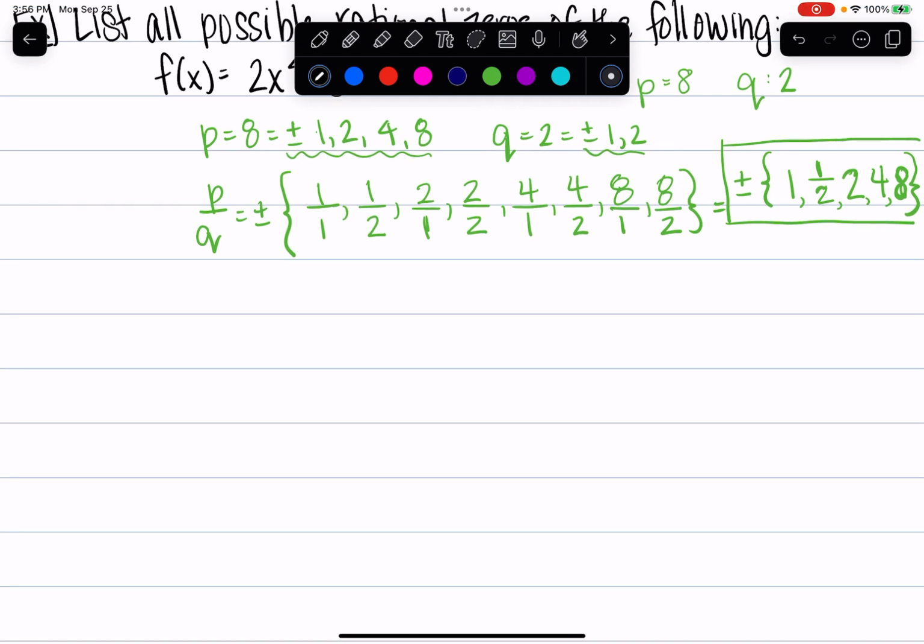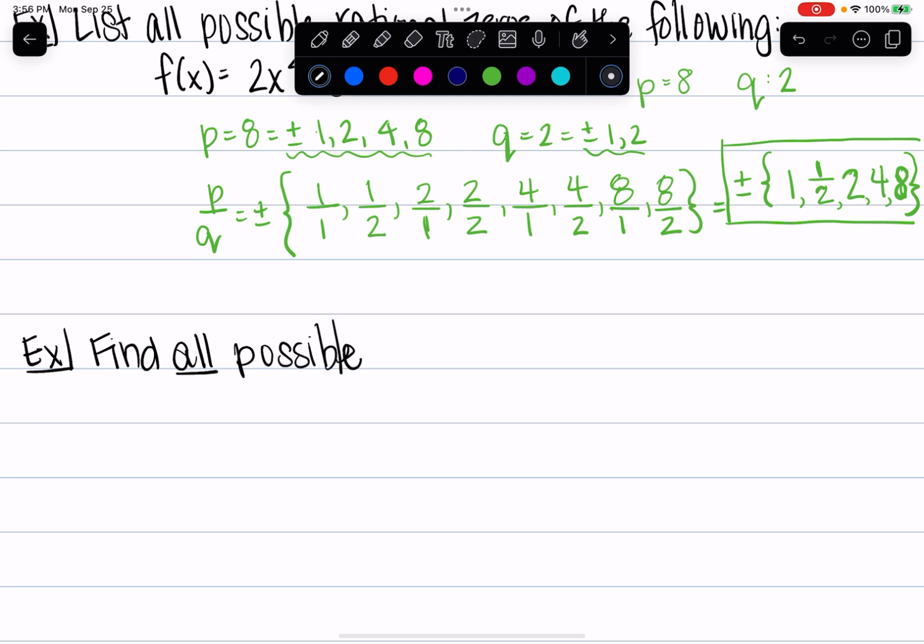The next part of the next example says find all possible rational roots, then find all zeros.